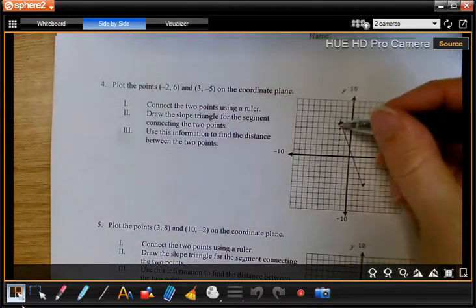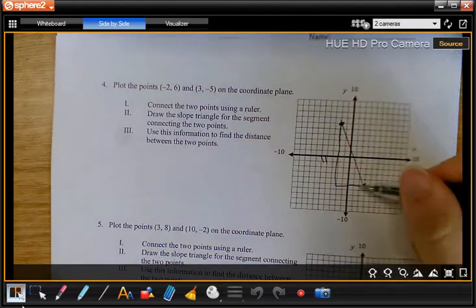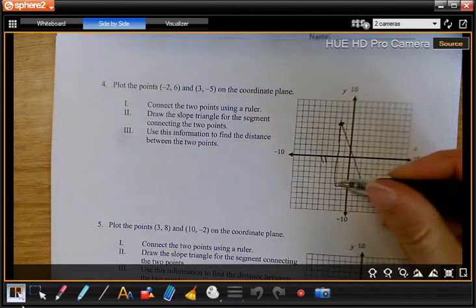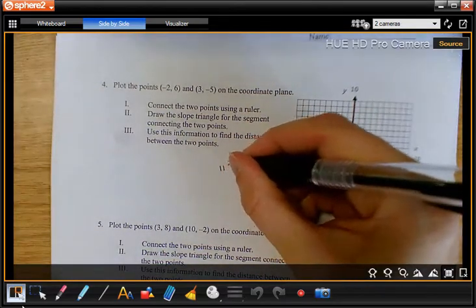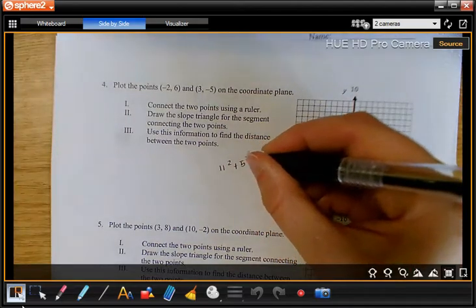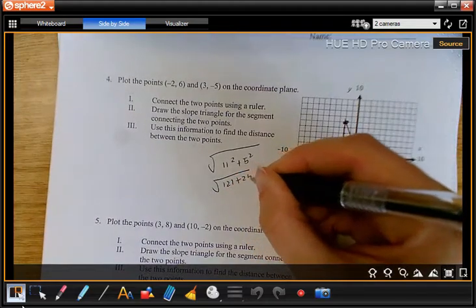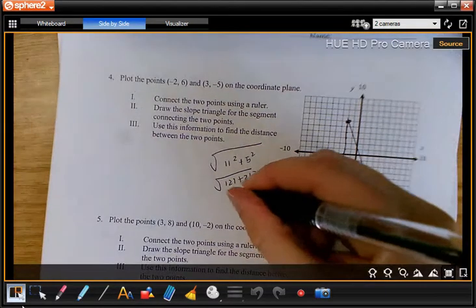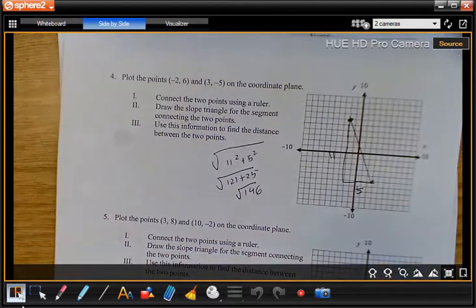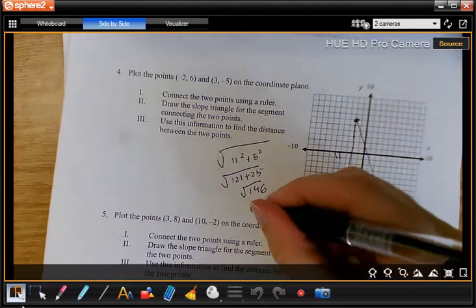Now I'm going down 11, over 1, 2, 3, 4, 5. Okay, so that's just 11 squared plus 5 squared square rooted. So we get the square root of 121 plus 25, and 121 plus 25 is 146. And then if we find the square root of 146, we get 12.08.